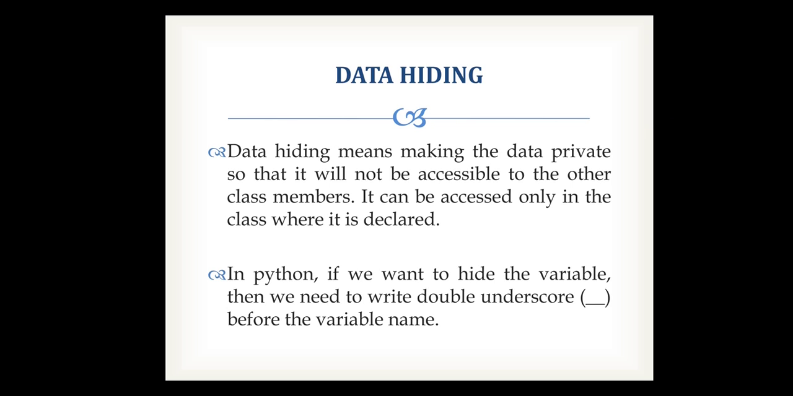Next is data hiding. Data hiding means making the data private so that it will not be accessible to other class members. It can be accessed only in the class where it is declared. In Python, if we want to hide a variable, then we need to write a double underscore before the variable, so it is going to be hidden from the users. We'll see the example.